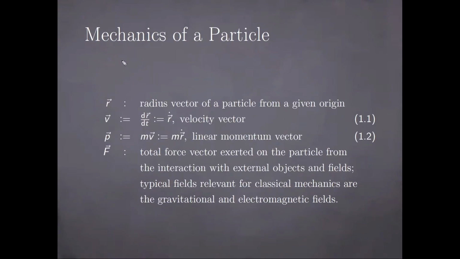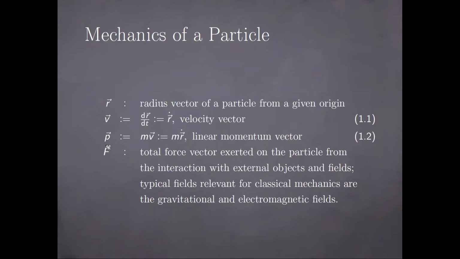In order to discuss the mechanics of a particle, we define the following basic quantities. By r, we denote the radius vector of a particle from a given origin, and by v, the velocity vector. By definition, it is the time derivative of the radius vector, which can be written in two equivalent ways, as the time derivative operator acting on r, or as the radius vector with a dot on top.